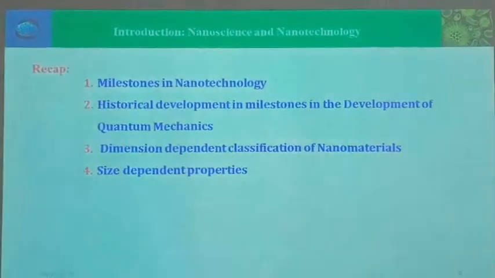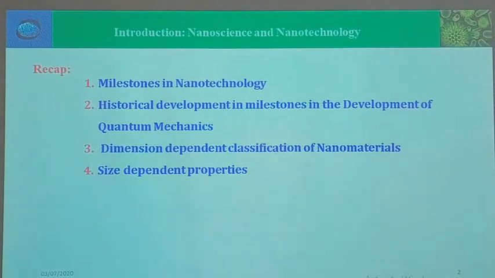Up to now, we have discussed various parts of nanoscience and technology. What is meant by nanoscience? What is meant by technology? What is meant by nanotechnology? Various parts and aspects we have already discussed. In our last lectures, we discussed the milestones in nanotechnology. What are the milestones? How has nanotechnology developed up to now? The historical development and milestones in the development of quantum mechanics: how quantum mechanics developed from ancient times up to now, and what different developments took place.